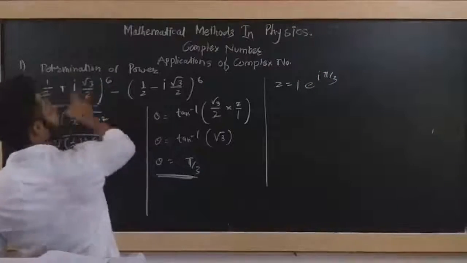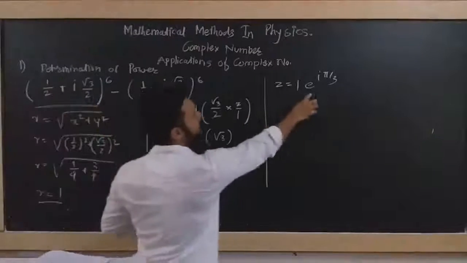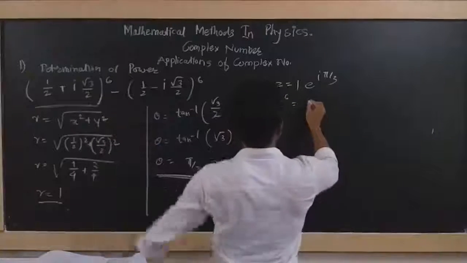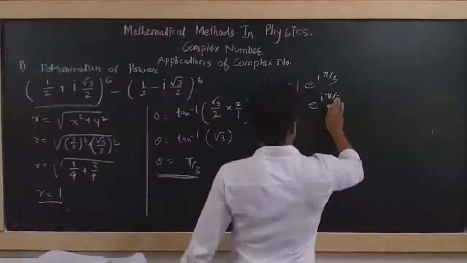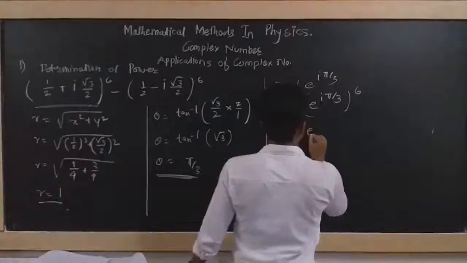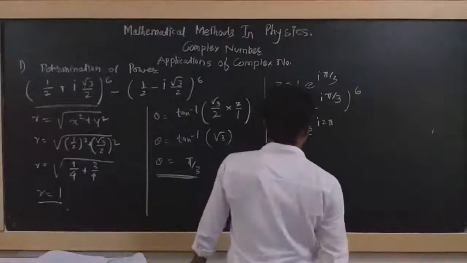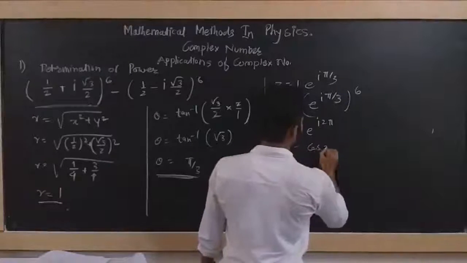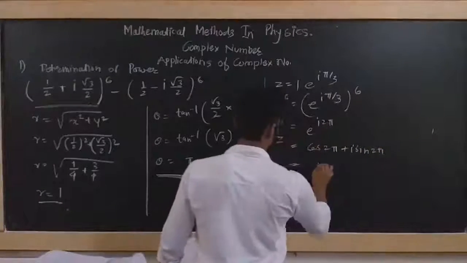Now we want to find out the sixth power of the given complex number. We just transfer this complex number into exponential form. So we want to find out z raised to 6 here. So e raised to i pi by 3, raised to 6. So you will get e raised to i 2 pi. And if you rewrite the exponential by using Euler's formula, cos 2 pi plus i sin 2 pi. So you will get the answer is 1.